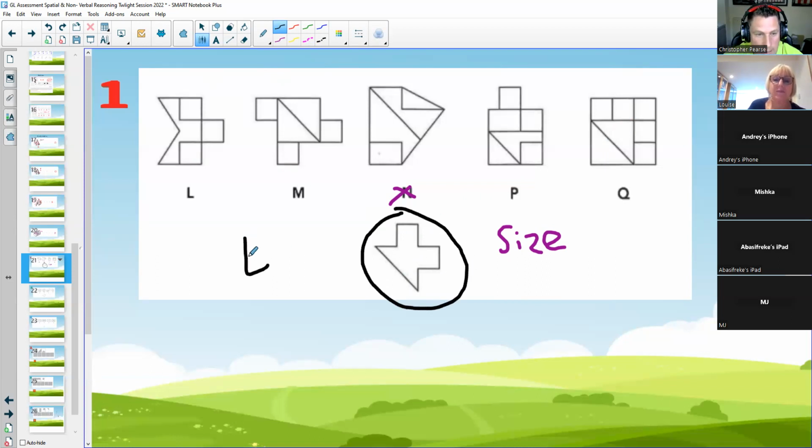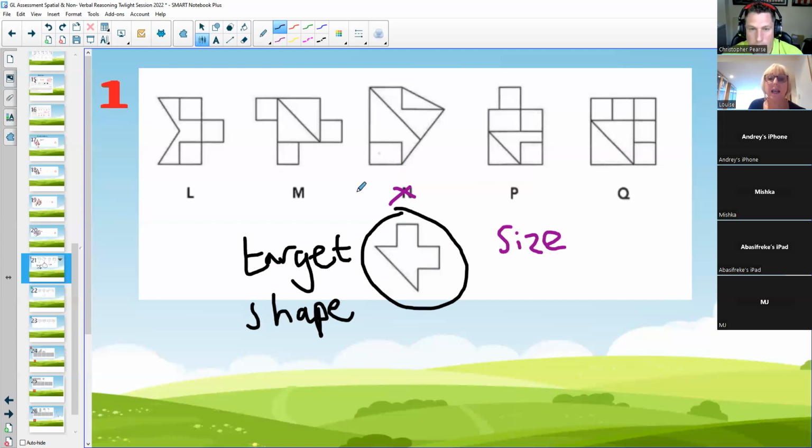We call this the target shape. You wouldn't necessarily want to shade that in, but you'll be actually shading in where it is. So when you've found the target shape, you don't get distracted by the lines inside, you can just shade it in. So I've already eliminated N.